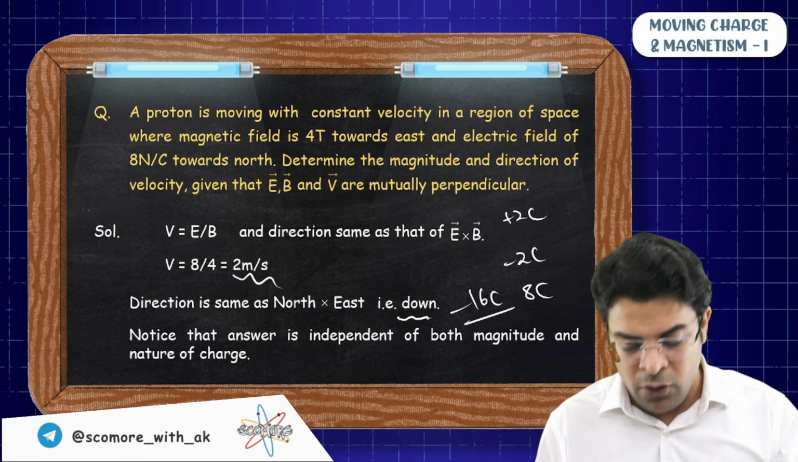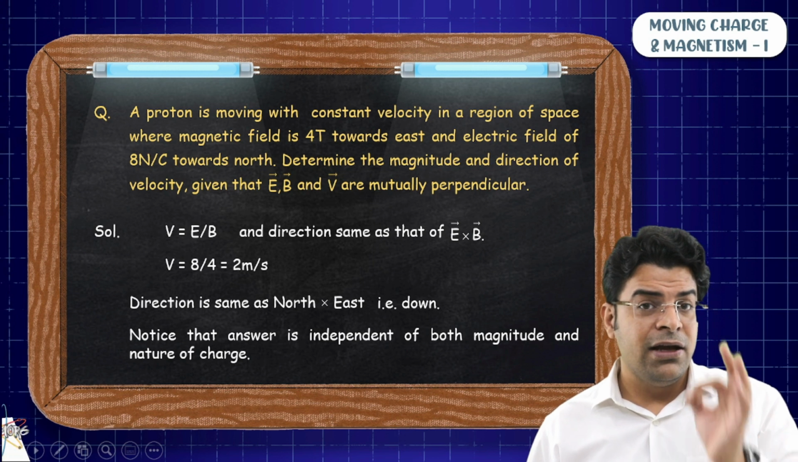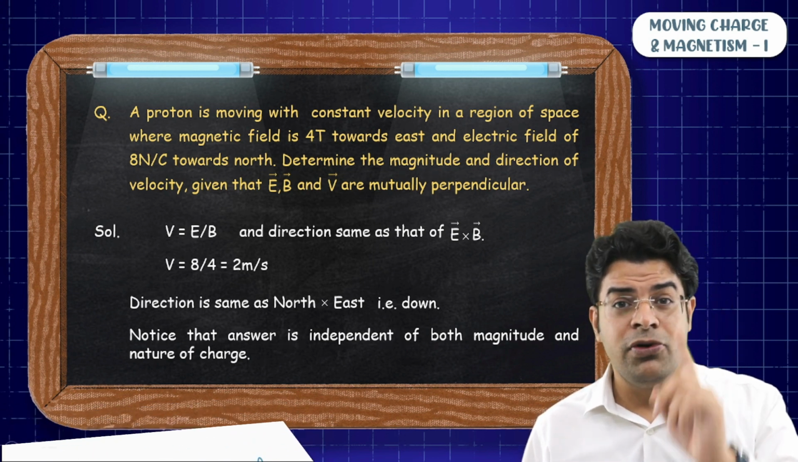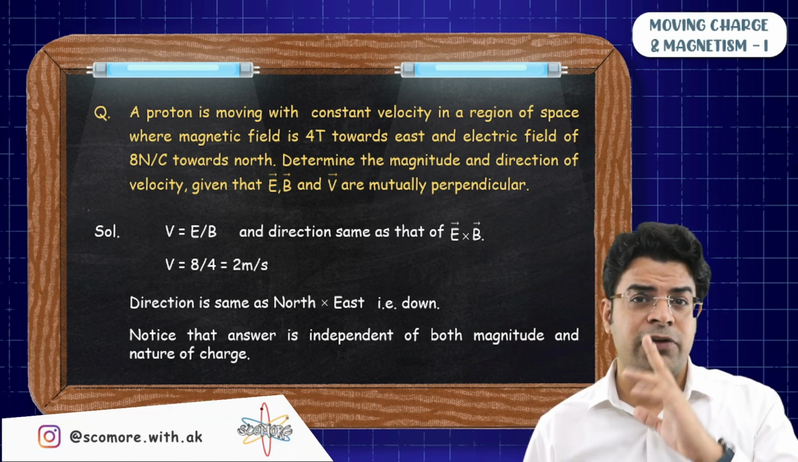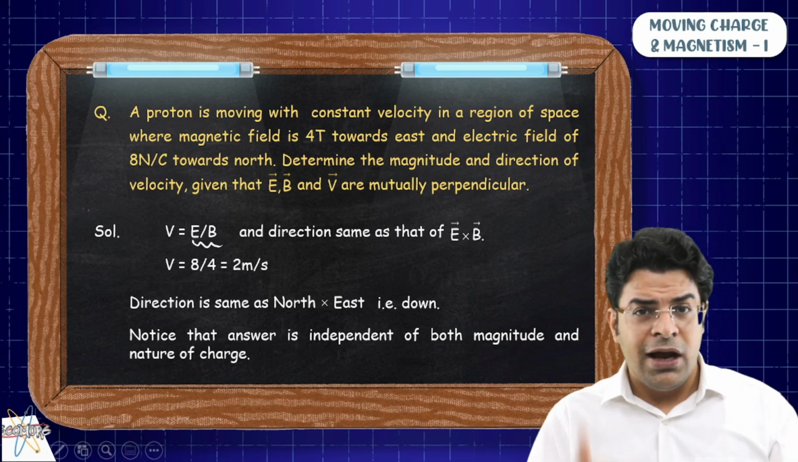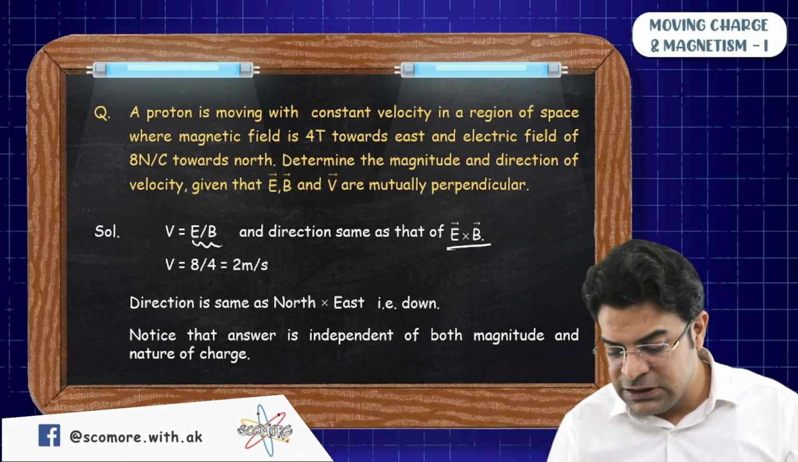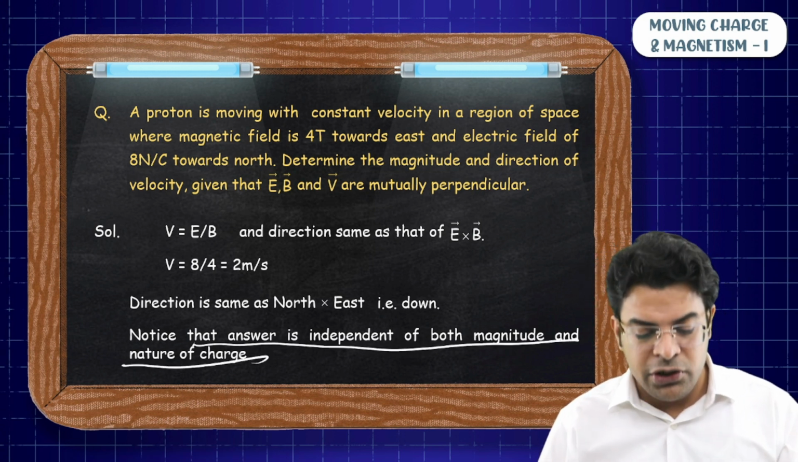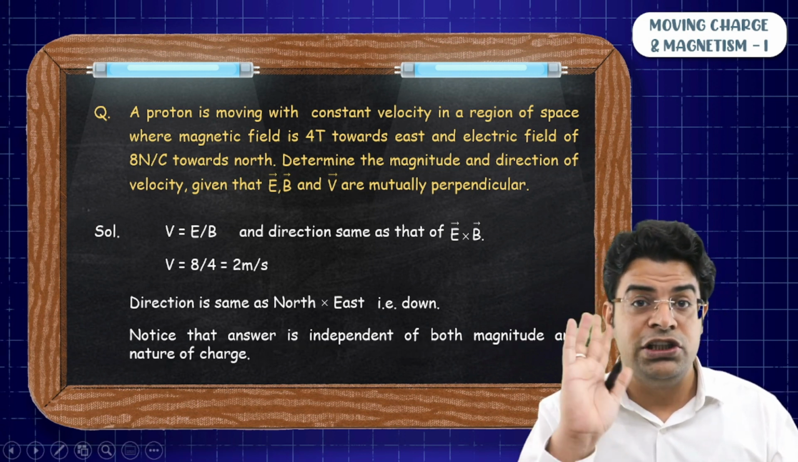meter per second down. So do understand that for a charged particle to move at a constant velocity in mutually perpendicular electric field and magnetic field, the speed of the charged particle has to be E by B and the direction of velocity has to be the same as E cross B. So notice that the answer is independent of both magnitude and nature of the charge on the charged particle.